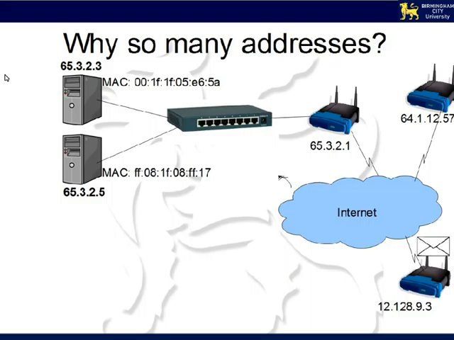So now let's look at the example of how we get an email from a source network, such as the one at the bottom right, with an IP address of 12.128.9.3, to the computer on the left-hand side with the IP address 65.3.2.5. So once the email has left the gateway, the router of the network that it came from, it enters the Internet cloud.